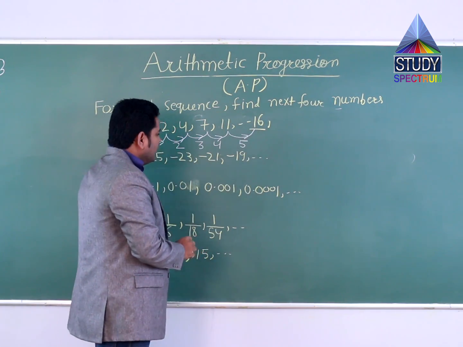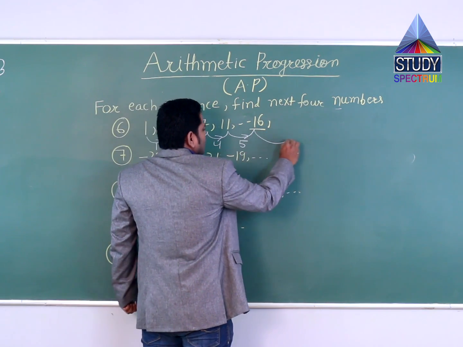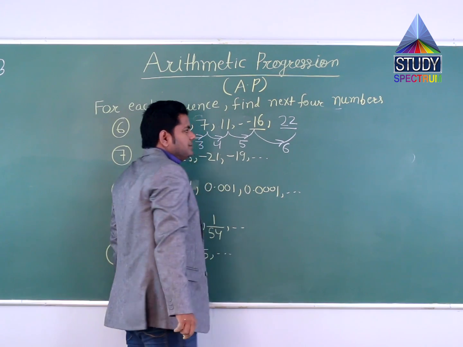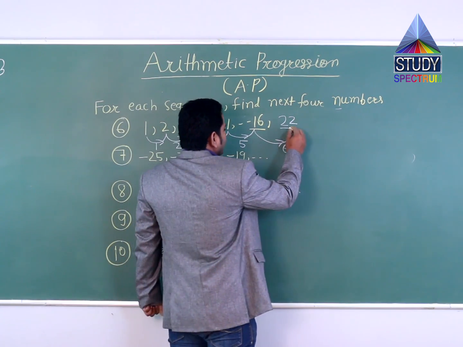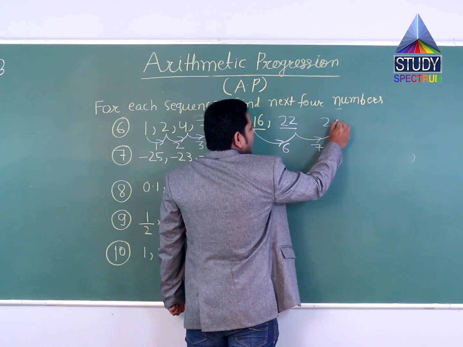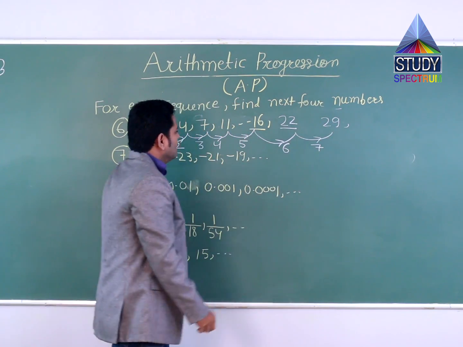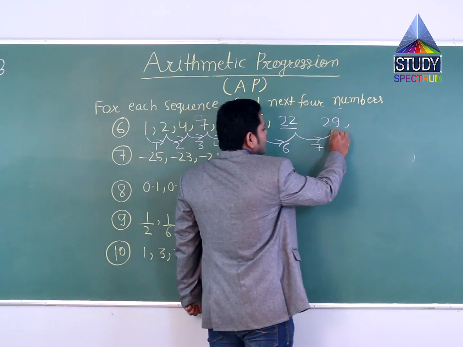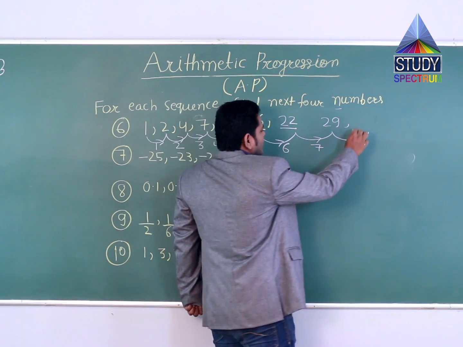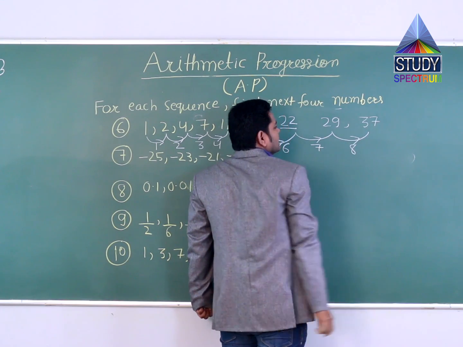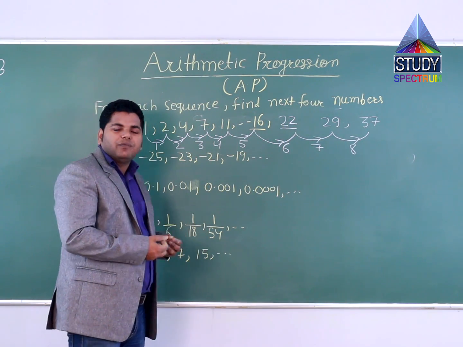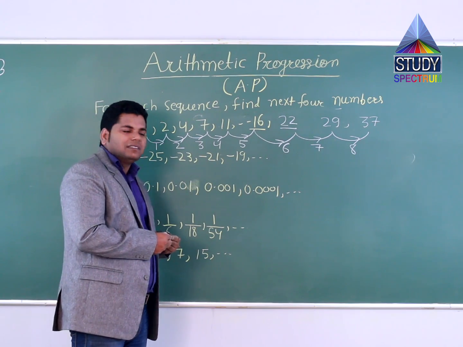And what will be the next one? 6 more than 16, so it will be 22. And the next number? 7 more than 22, it will be 29. And what will be the next one? 8 more than 29, and it will be 37.